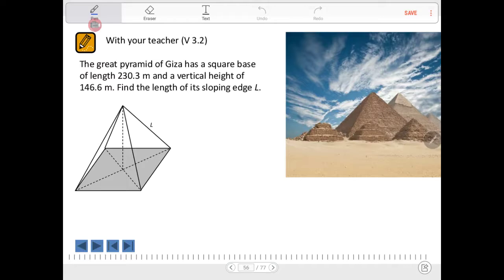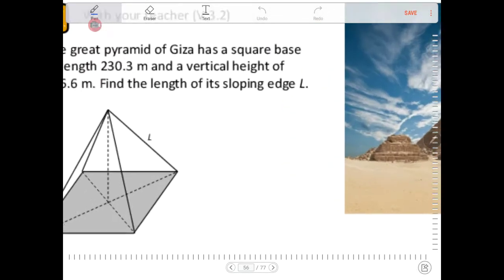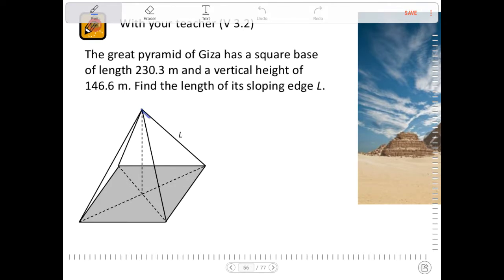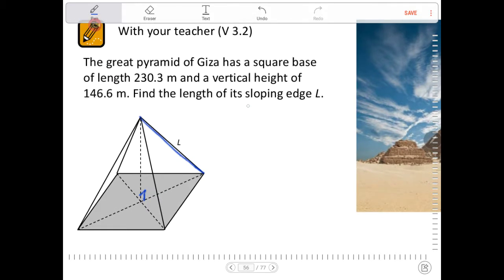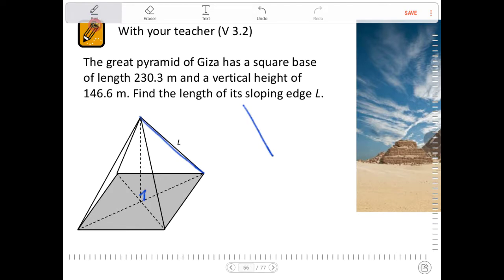In this example we're going to find the length of a sloping edge on the Great Pyramid of Giza, which of course is located in Egypt. We want to find this length here. In this three-dimensional representation, we can rip that triangle out of the diagram and draw it in 2 dimensions. So by that I mean something that looks like this.